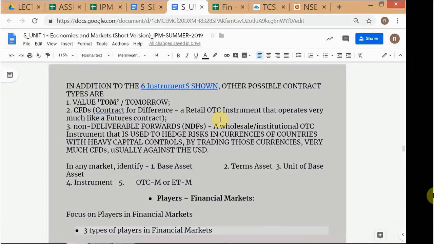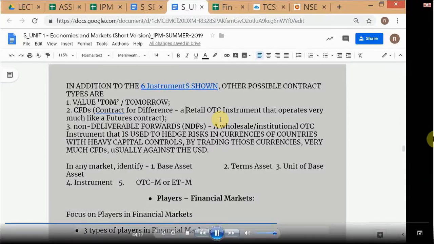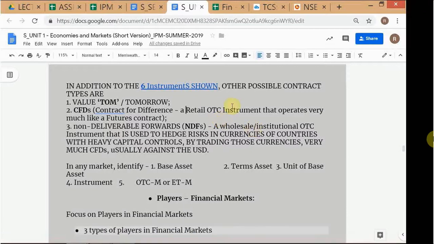So basically, if somebody asks you what types of instruments you are aware of, you would show the 6 instruments in that framework. Plus, you would say that there are instruments that trade value TOM. Then you have a retail instrument called a CFD, and then you also have non-deliverable forwards. But these are not very mainstream instruments. These are not actively traded instruments. But you should be aware that these instruments exist.